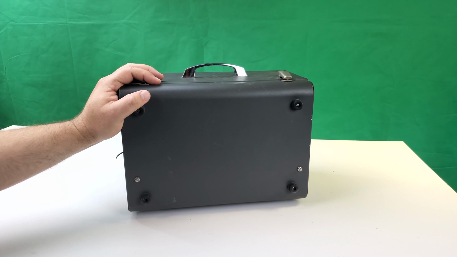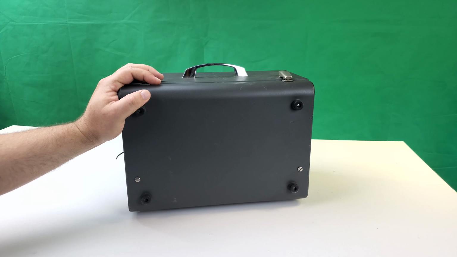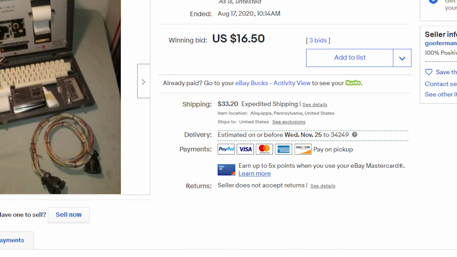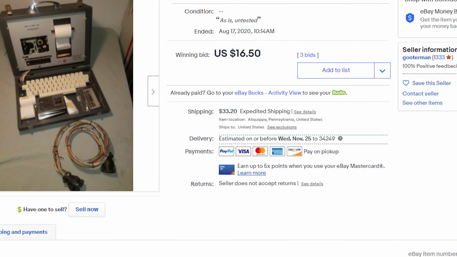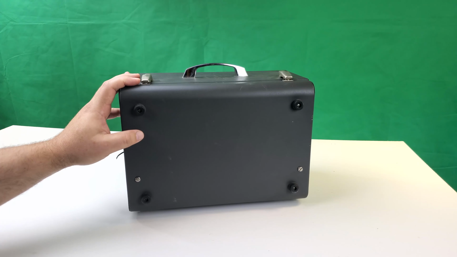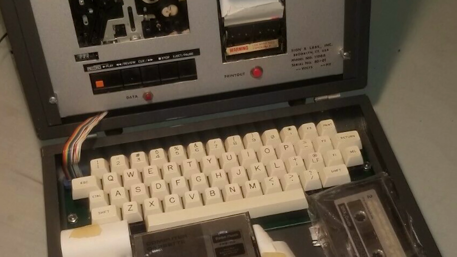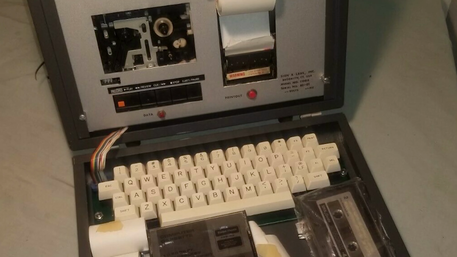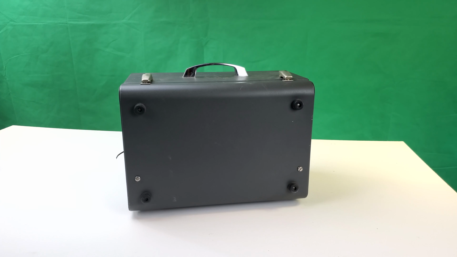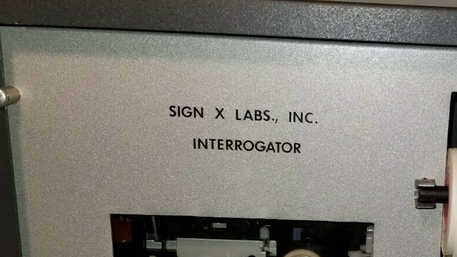Okay, so how did this happen? Well, same way it always does. I was cruising eBay one day and I came across it. Initially I didn't pay much attention to it because it looked like just a random piece of scientific gear, albeit one with a keyboard and a cassette recorder and what looked like a printer. And I looked at the name, Synex Labs Interrogator.